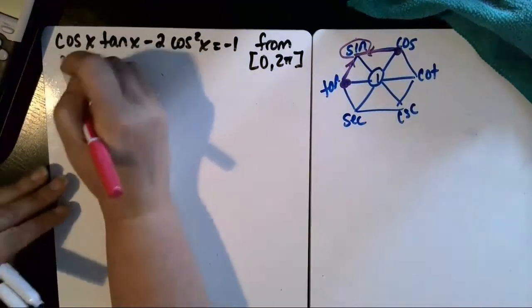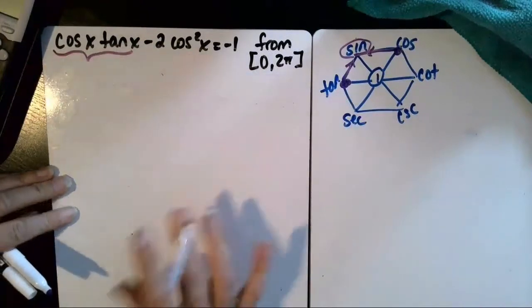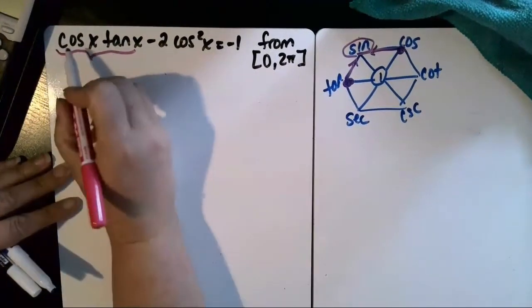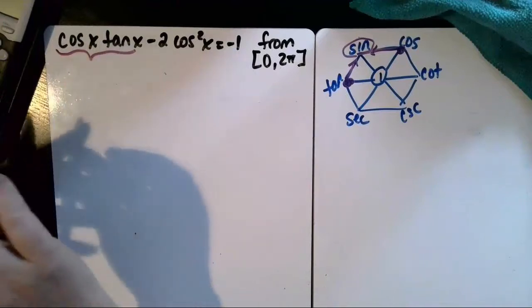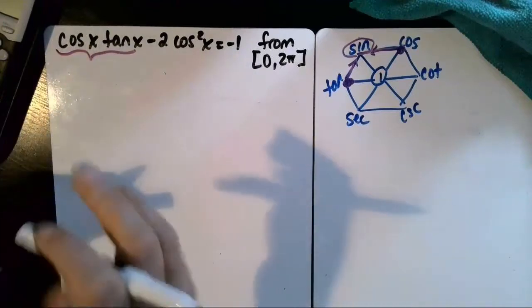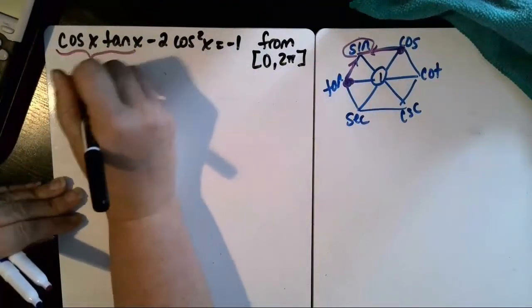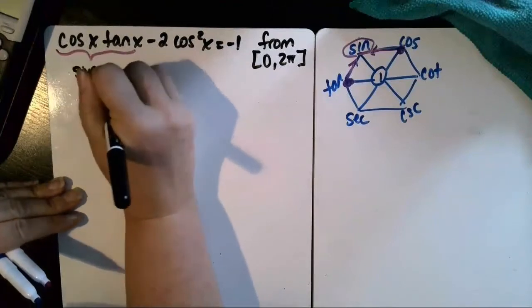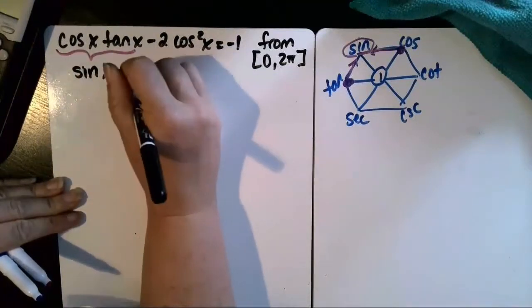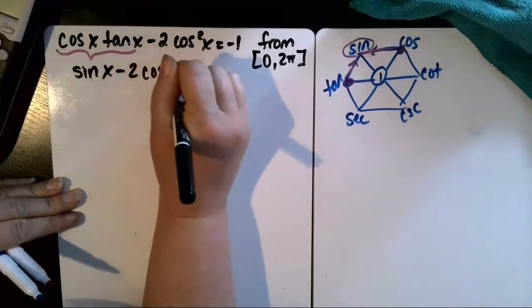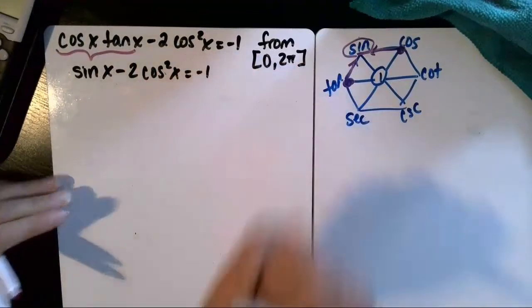So we're going to apply that product identity first in the equation and rewrite cosine of x times tangent of x as the product, sine of x. And then that's minus 2 cosine squared x equals -1.